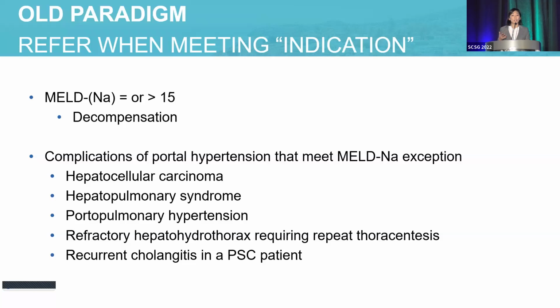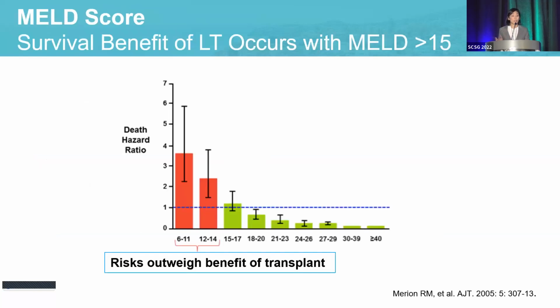And this is really based on data that patients with HCC, HPS that meet criteria, portal pulmonary hypertension, those who are requiring thoracentesis for their refractory hepatic hydrothorax, these are all patients that have high rates of mortality on the wait list. And this is based on data from years ago.